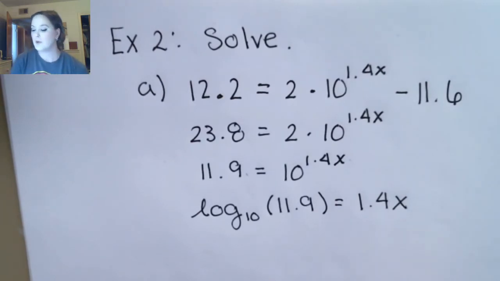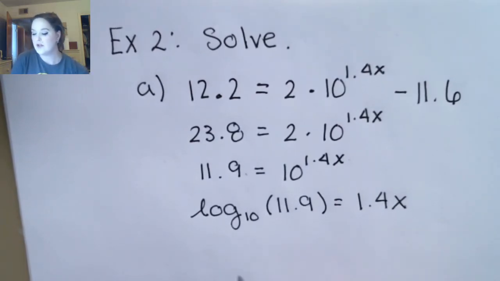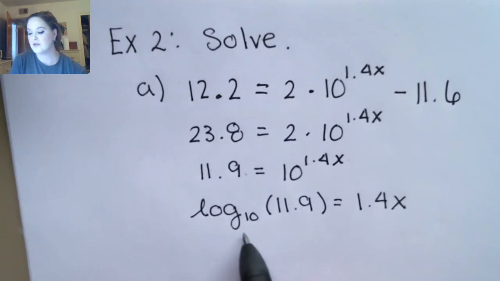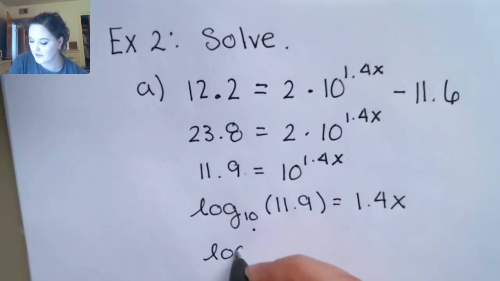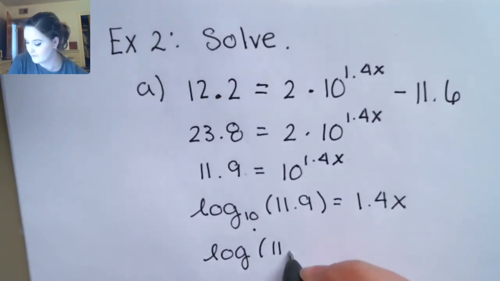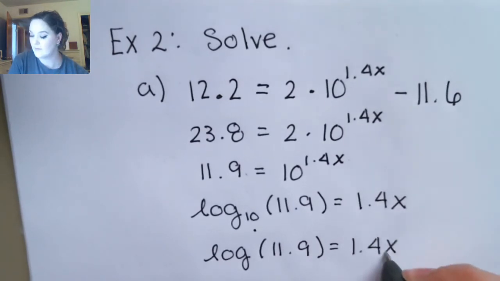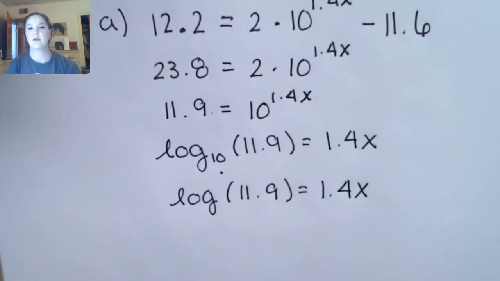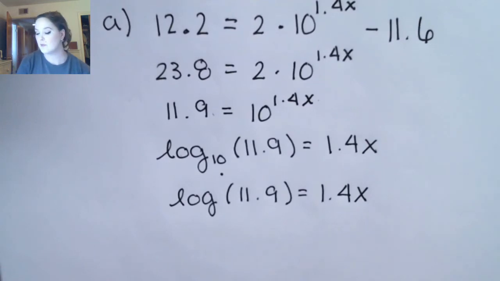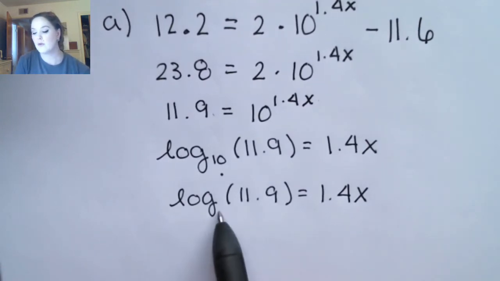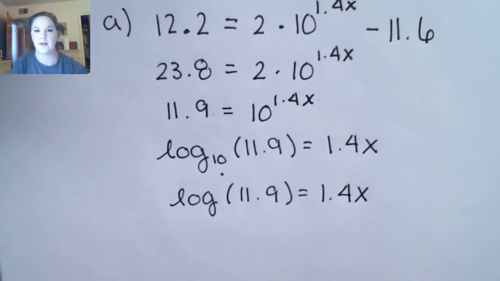Now I want to point out one thing about notation. Hopefully you saw this in the first and second video. When you have log base 10, that's called a common log, and you don't need to write the 10. So that's really just a notation thing, but I wanted to point that out. When you see log with no base, that means log base 10.